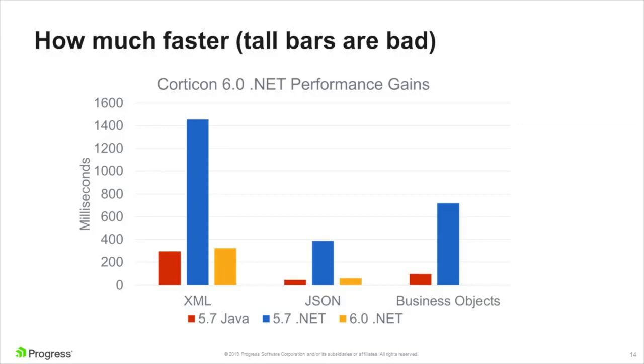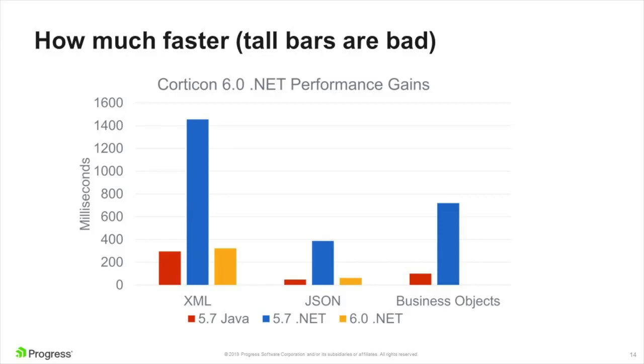The chart that I'm showing you here has a few interesting aspects to it. If you look at the different bars here, there's a set for XML, a set for JSON, and a set for business objects. Within each of those sets, there's a 5.7 Java. That's sort of the baseline that we want to compare against the Java version. There is the .NET in blue as it was in 5.7, and then there's yellow, which is the 6.0 .NET. So let's start first by just looking at the set of bars over the XML on the left. The red is Java, blue is the old .NET, and the yellow is the 6.0 .NET. What you'll notice here is that the 5.7 .NET was much, much slower.